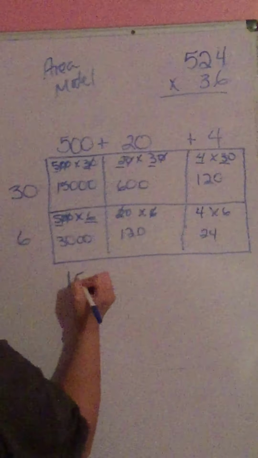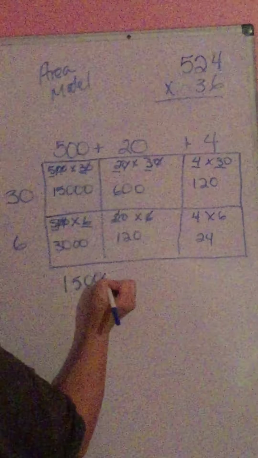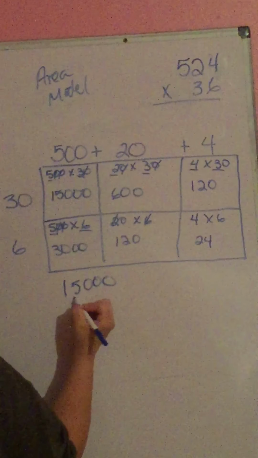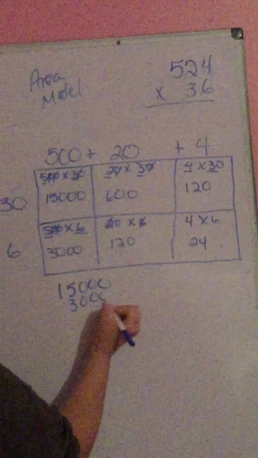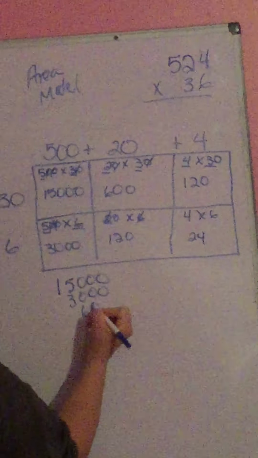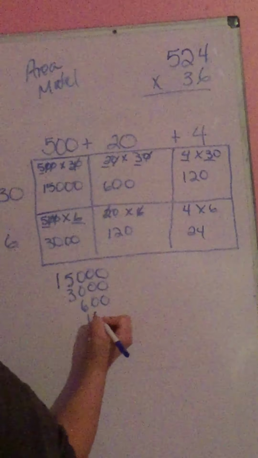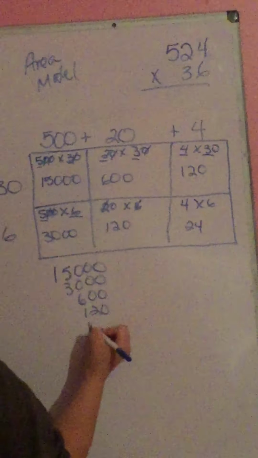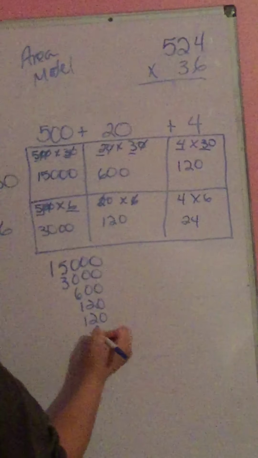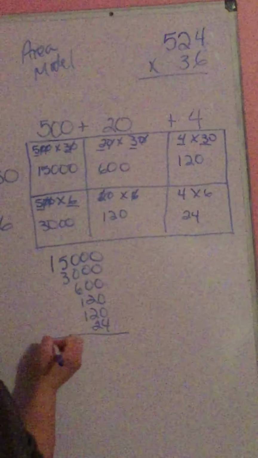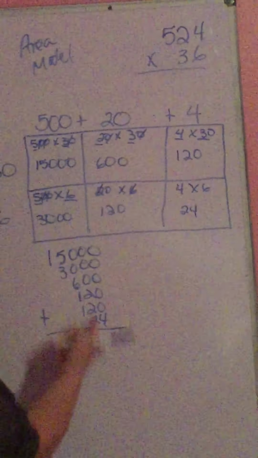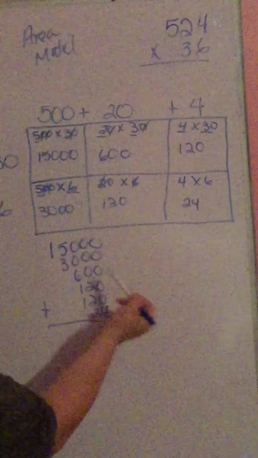So we've got 15,000, 3,000, 600, 120, 120, and then 24. The biggest thing with this one is making sure that you line up all your numbers so that you can add it correctly.